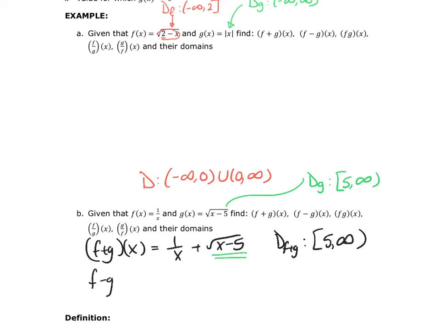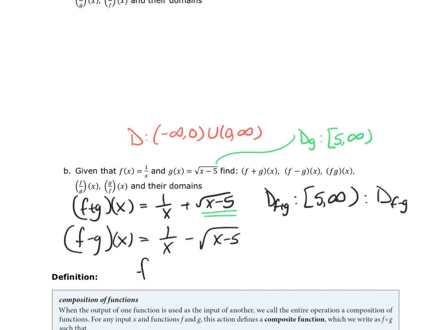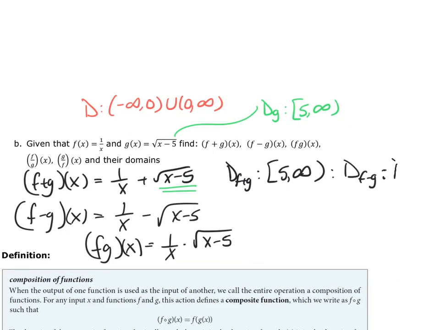When I do the subtraction, the only thing that's going to change here is 1 over x minus the square root of x minus 5, and it's also going to have the same domain. When I do the multiplication, it is going to be 1 over x multiplied by the square root of x minus 5, and it also is going to give me the same domain. So this is the domain of the multiplication. The order doesn't matter. Basically, once you find the domain of the addition, you'll have the domain of the subtraction, and you'll have the domain of the multiplication.